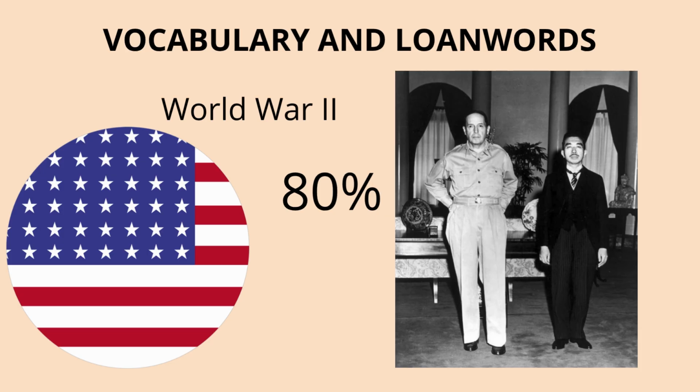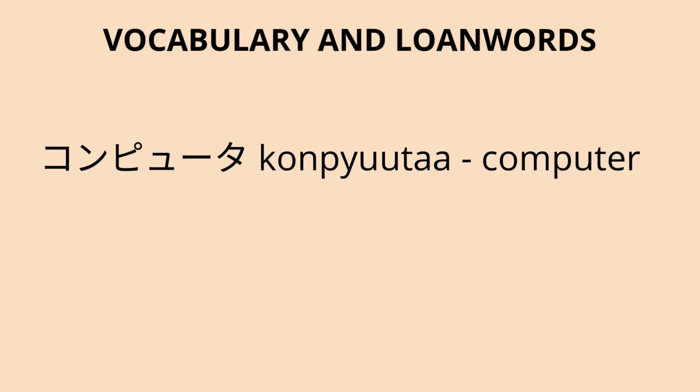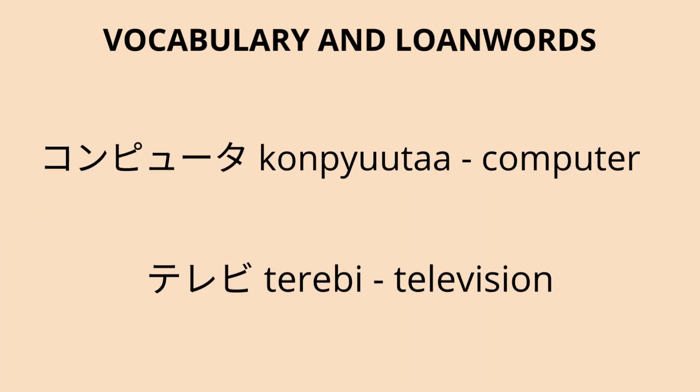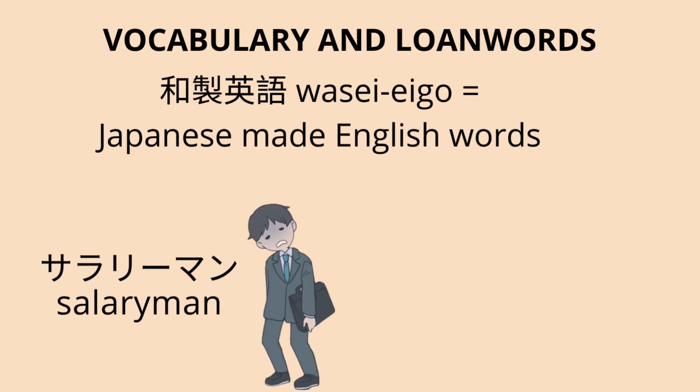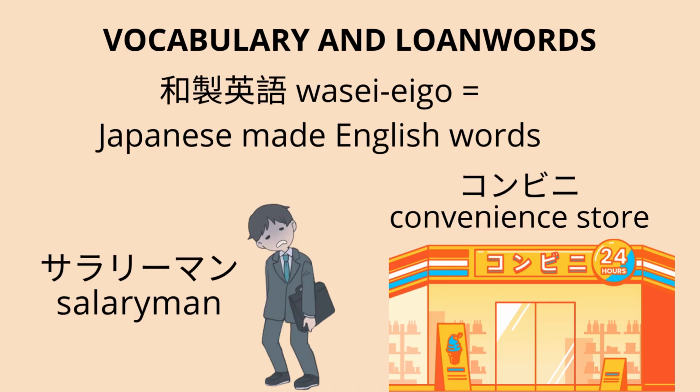Japanese people use gairaigo for new things that didn't exist before, like computer or television, but they also use them because they sound more modern or fashionable, even if a Japanese word already exists. Just like with kango, Japanese speakers also create new words using English parts to describe Japanese concepts. These are called wasei-eigo, Japanese-made English words. These words might not be understood entirely by native English speakers because their meaning has changed in Japanese. Examples include sarariman, a male office worker, or kombini, a convenience store.